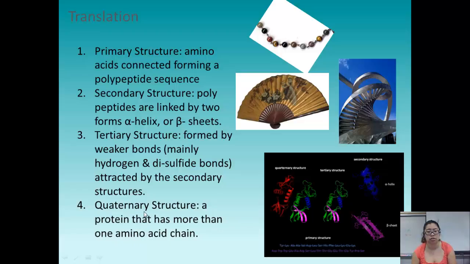Now the last structure is called quaternary structure. A protein has more than one amino acid chain. So a protein can be composed of various amino acid chains. So it can get complicated. If you look over here in this picture, quaternary structure, you have your original tertiary structure. But in addition to that, there's another amino acid chain here binding it together. So it's like putting together a 3D puzzle.